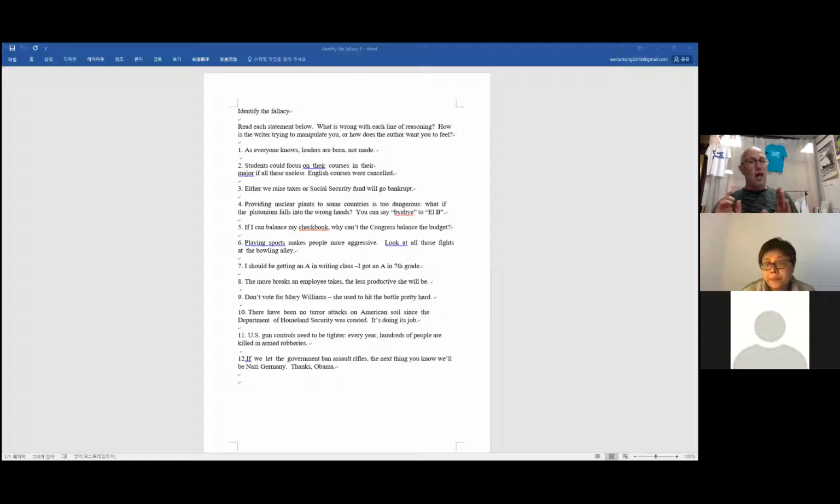I think again, Jin, you're focusing more on the topic rather than the first bit: "as everyone knows." That's the bit the writer is trying to manipulate us with.